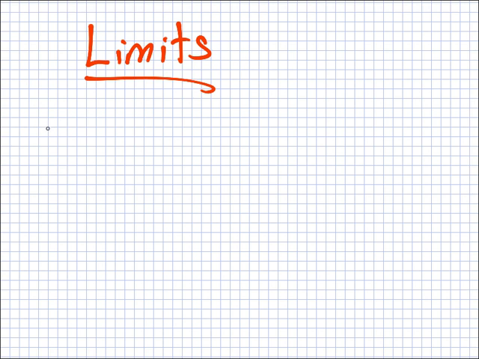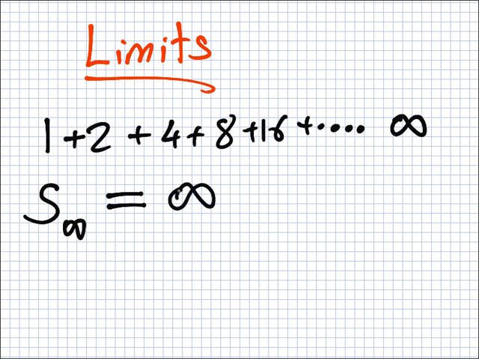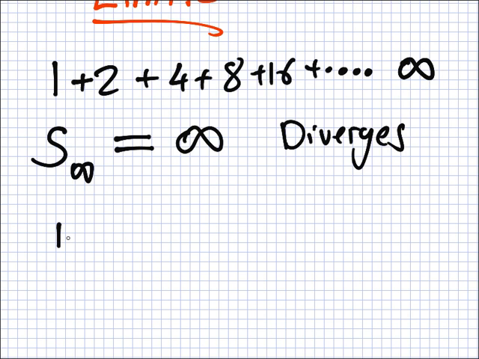So imagine we have this series here: 1 plus 2 plus 4 plus 8 plus 16, etc. And you continue this forever. Then S infinity will equal infinity. You're adding numbers together, the numbers get bigger and bigger. No limit. We say this diverges. Right? Okay.